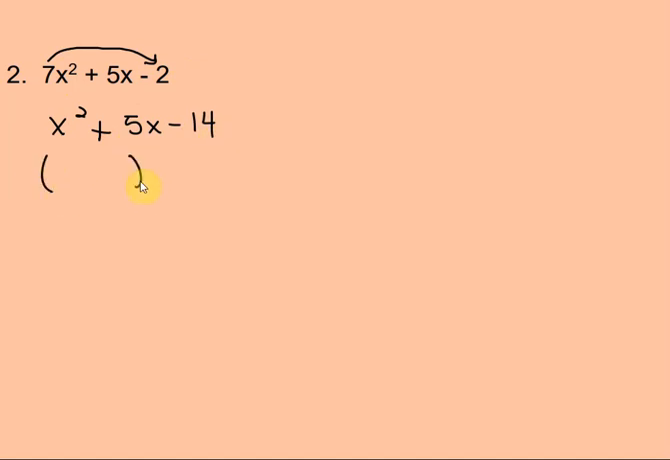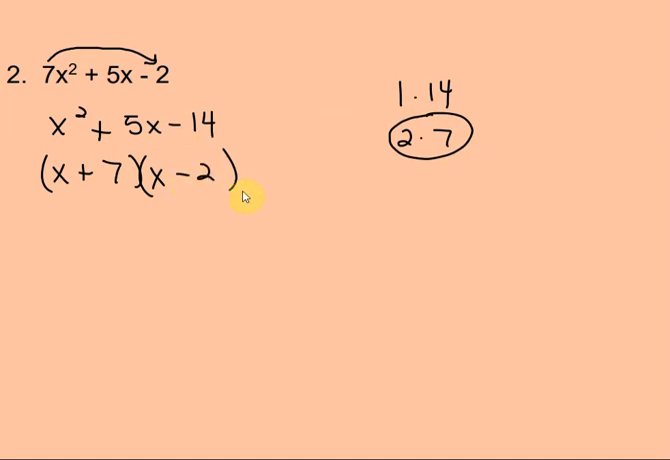So now we factor into two binomials, x and x. This tells me that my signs are different. The factors of 14 are 1 and 14 and 2 and 7. So which ones will subtract to give me 5? 2 and 7. Then this tells me the sign of the bigger number. My 7 is bigger, so my 7 is plus, and my 2 is minus. And then don't forget the last step. We have to divide by what we slid to the back. So we divide by 7.